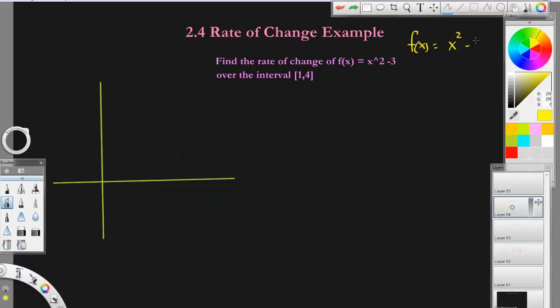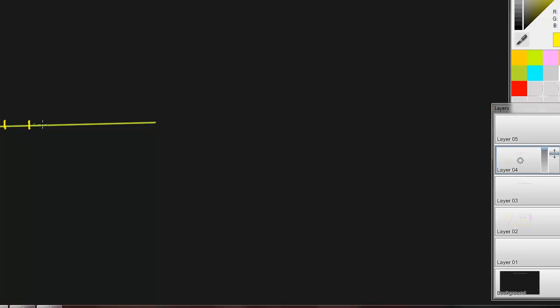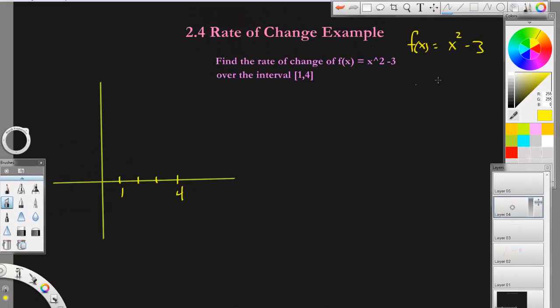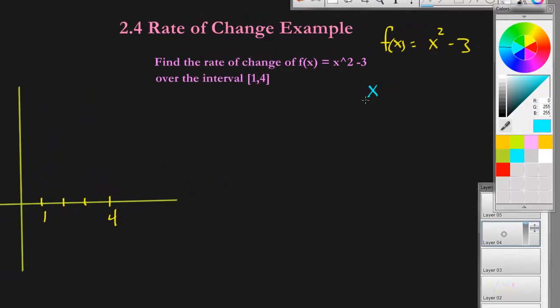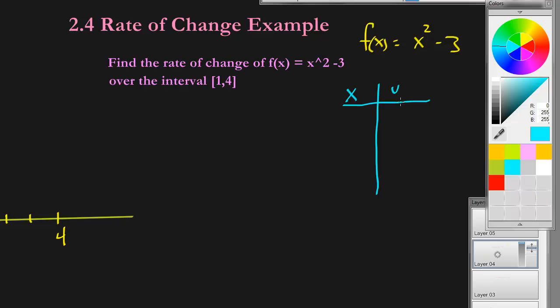But instead of doing that, I'm going to do a table where I want to know what happens over the interval 1 to 4 on this thing. So let's figure out what the coordinates would be of that. In other words, let's make a table that's x and y, or we could say x and f of x. Okay, so our x values we're interested in are 1 and 4. So what would the y values be?